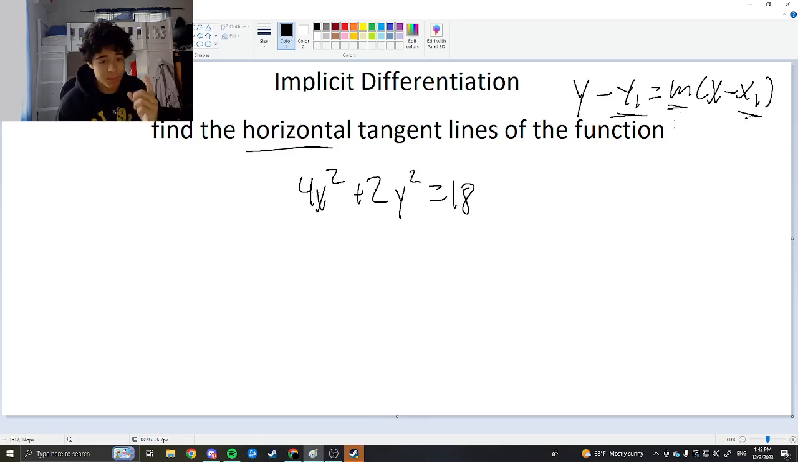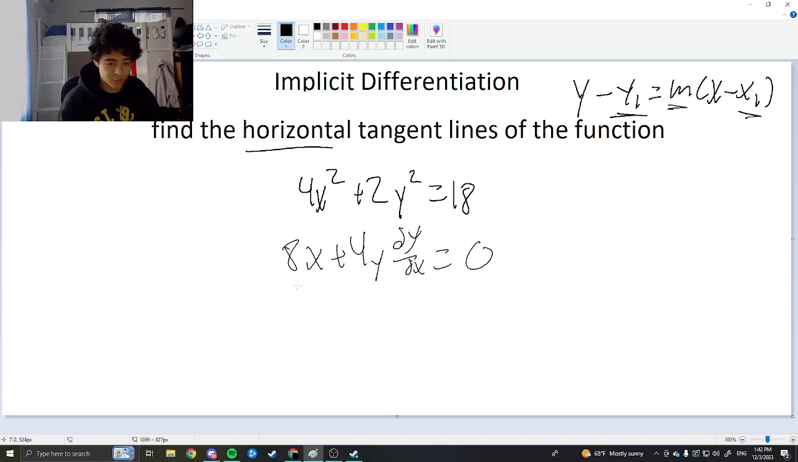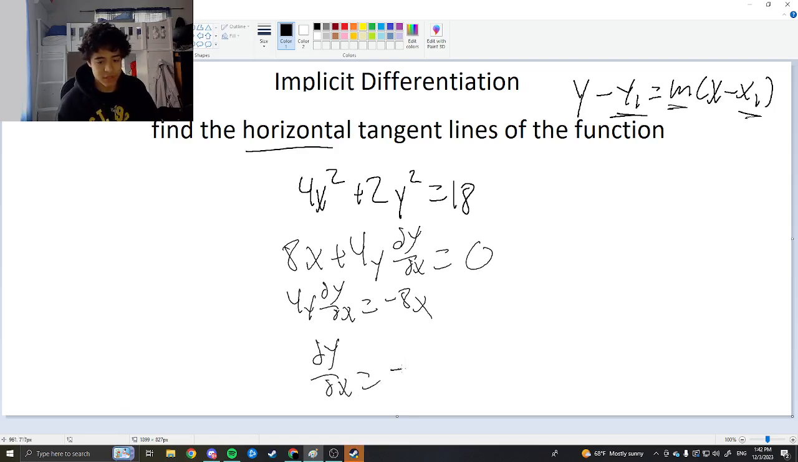So to do that, the first step is to derive it. If we use implicit differentiation, we get 8x plus 4y dy/dx equals 0. And then we'll move the 8x over: 4y dy/dx equals negative 8x. Then we divide both sides by 4y, and dy over dx equals negative 8x over 4y, or if we simplify this, negative 2x over y.